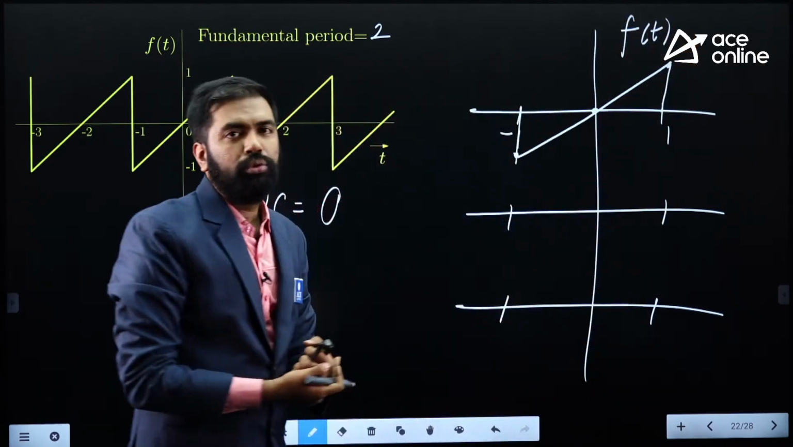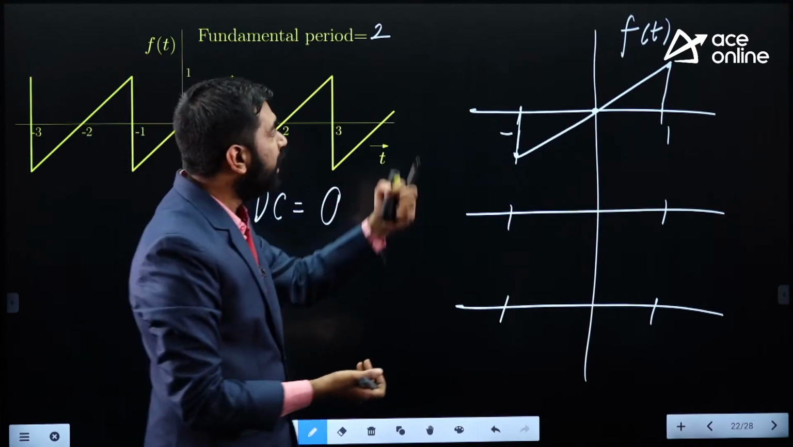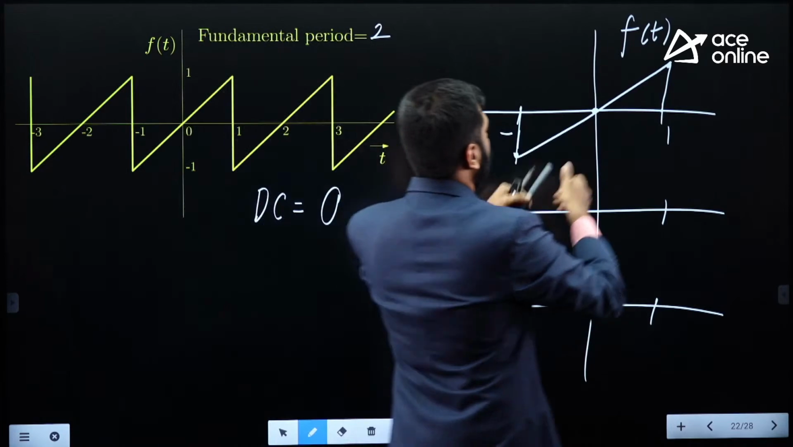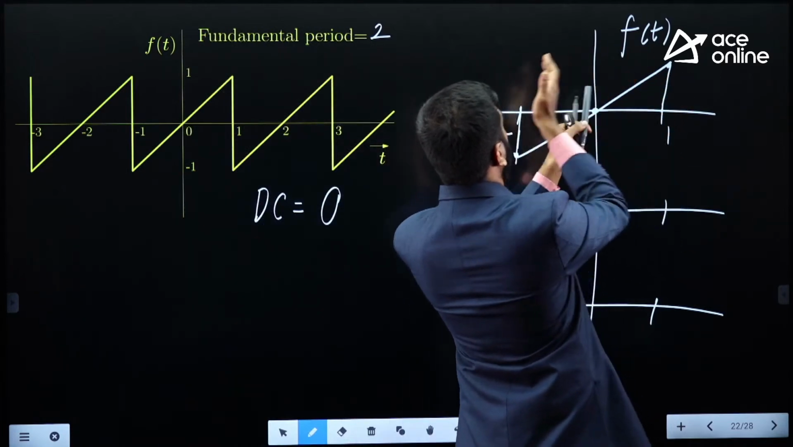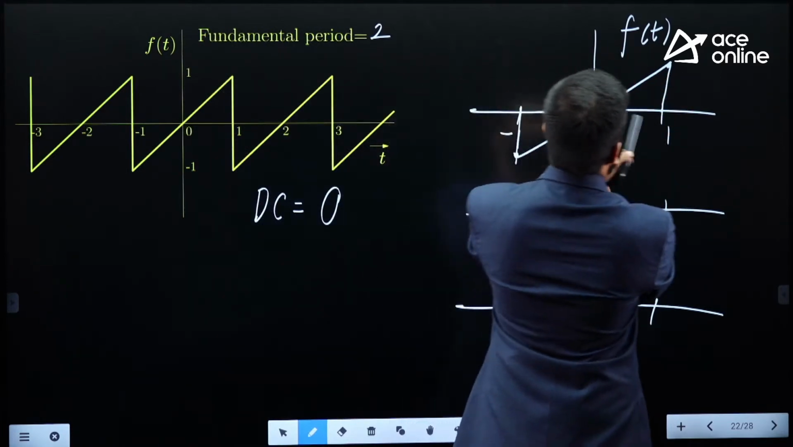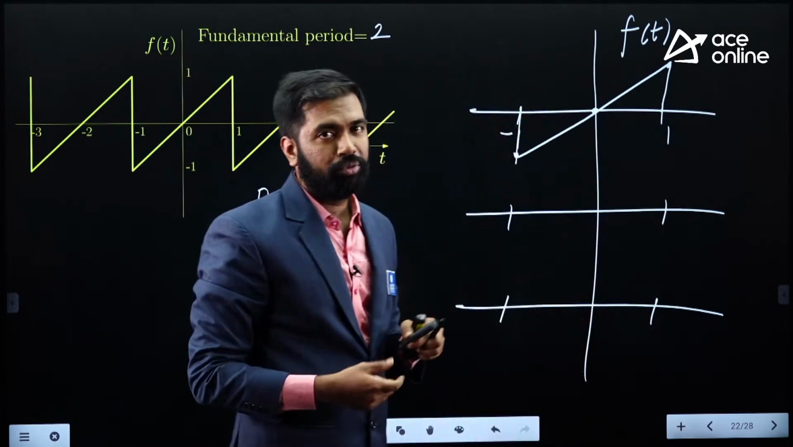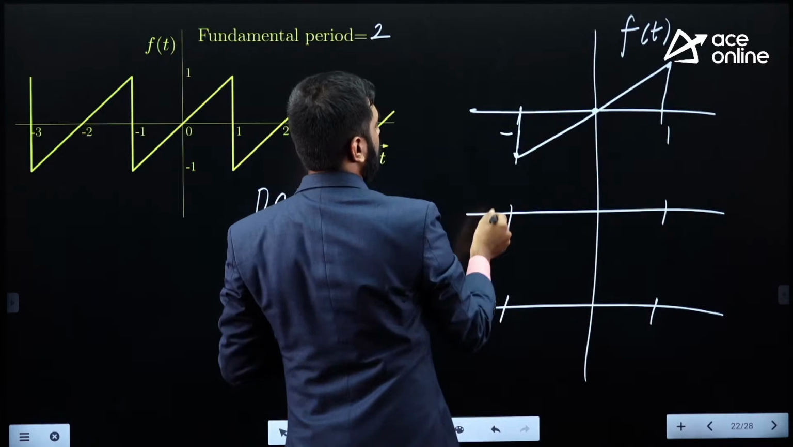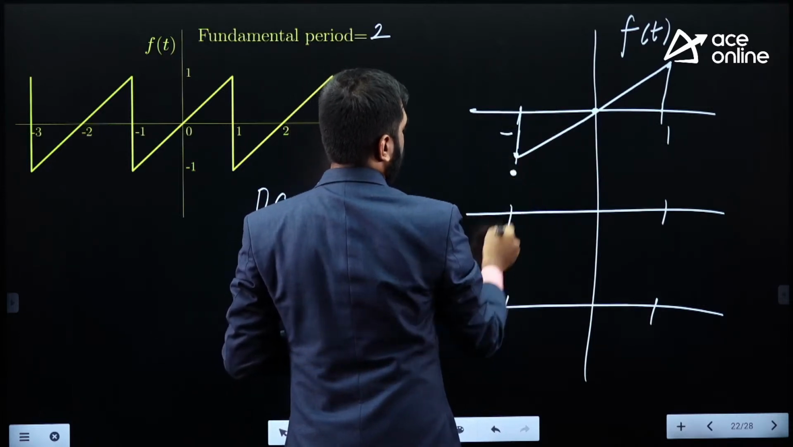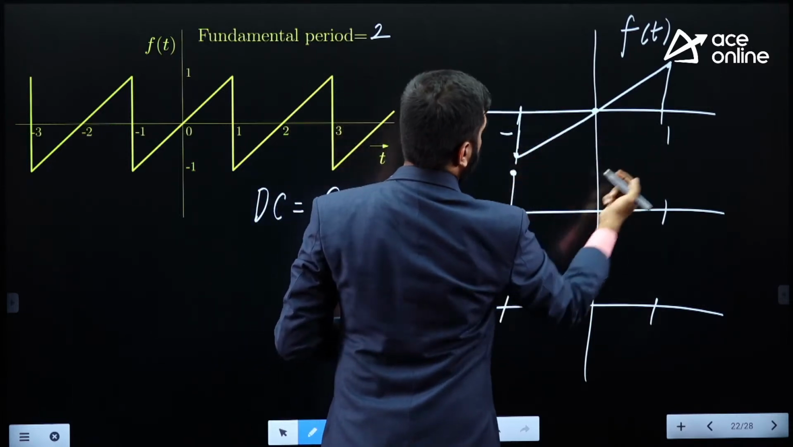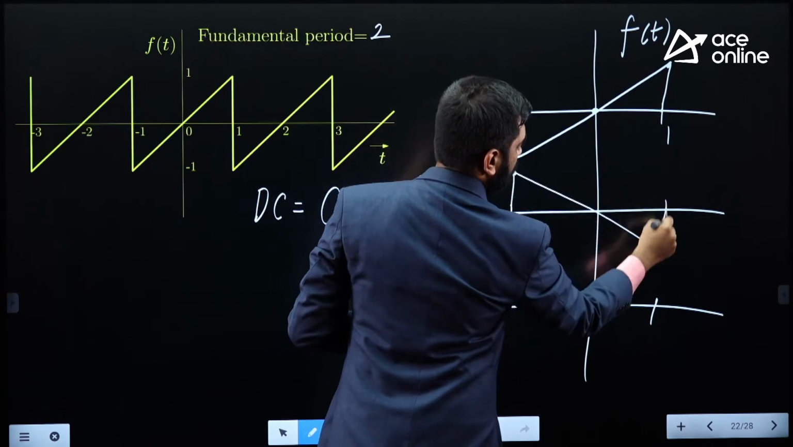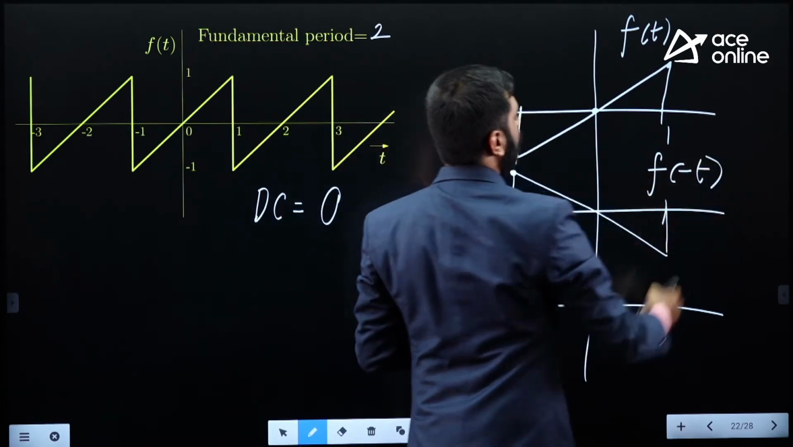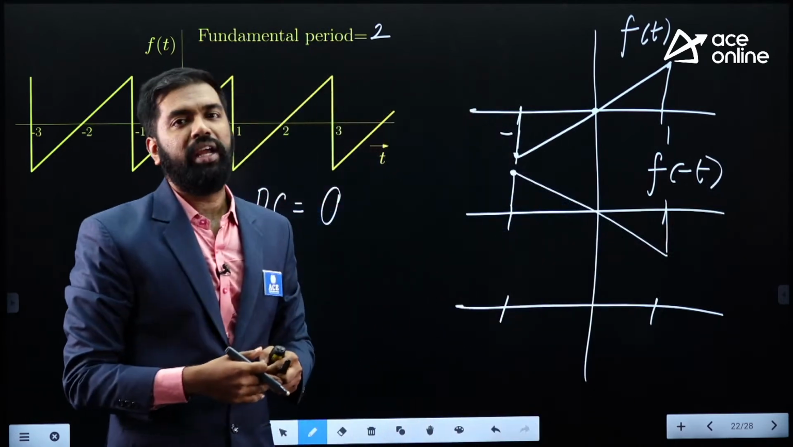Now what are we supposed to do? We are supposed to rotate this about the y-axis. So when you rotate this about the y-axis, this part goes like this, that is like this, and then this part goes like this. So you get something like this. Okay. So what is this? This is f of minus t, which is a rotation about the y-axis.